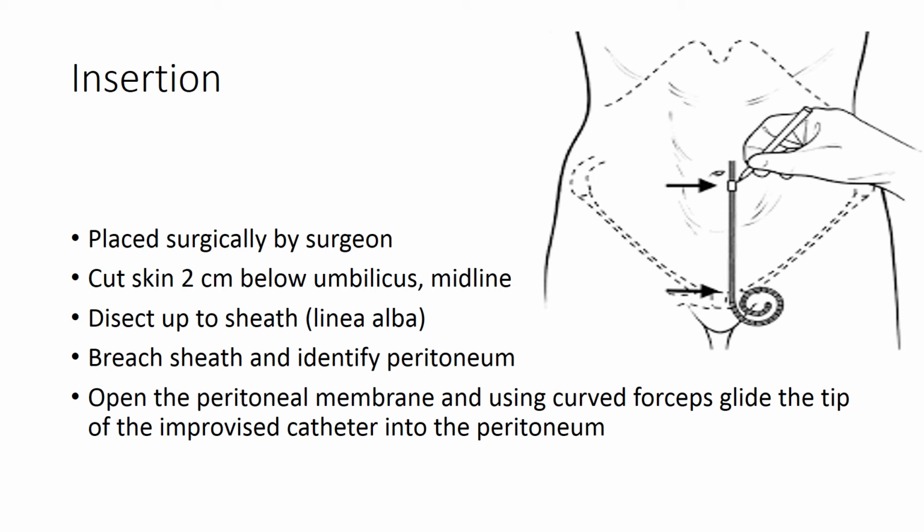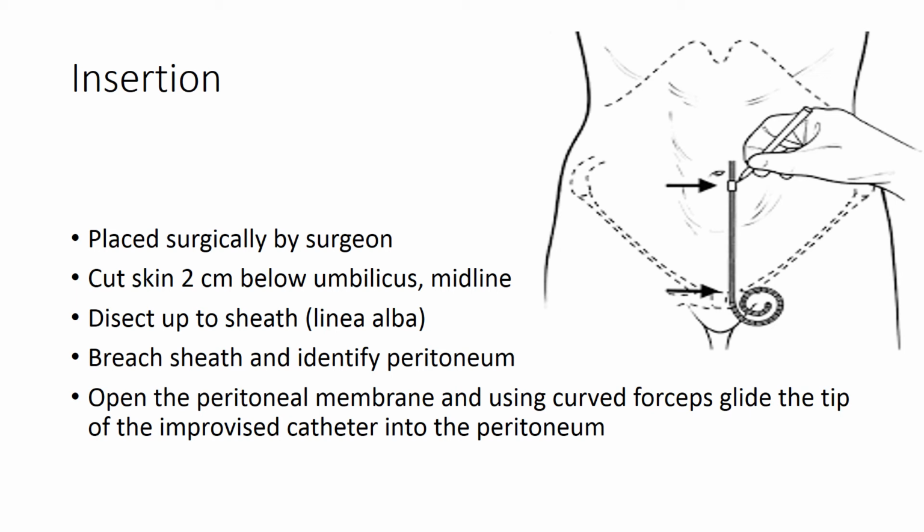What they do is cut through the skin and then dissect up to the sheath. Once they get to the sheath, they cut through the sheath and identify the peritoneum, then cut through the peritoneum, and using forceps, they gently guide the tip of the catheter into the pelvis. Ideally, we want that tip of the catheter to be below the level of the superior pubic symphysis, just to make sure that once we start dialysis, we get good drainage.